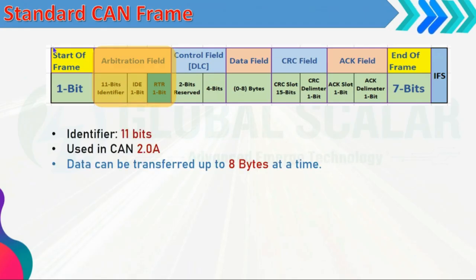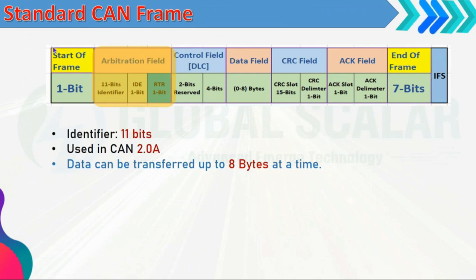And next will be the control field. The control field will be the DLC. Here 2 bits are reserved, and next will be the 4 bits. Based upon the 4 bits, the data we are going to transfer in terms of bytes will be decided by the control field. Next, we have the CRC field. In the CRC field, we have the CRC slot and CRC delimiter. The CRC slot will be 15 bits. Whatever data we transfer will be calculated, and the CRC delimiter will indicate whether the data has an error or not.